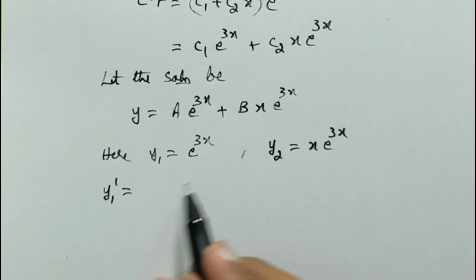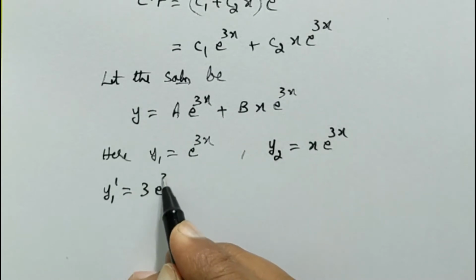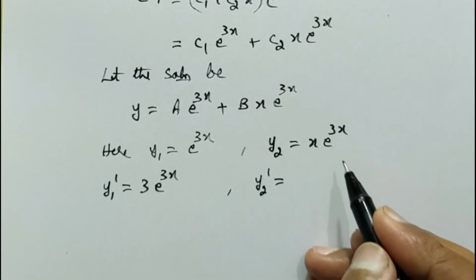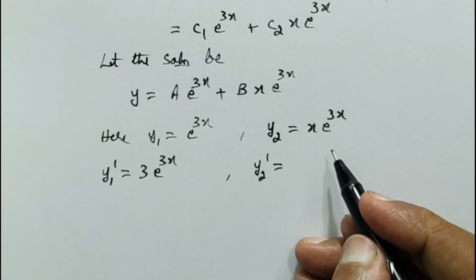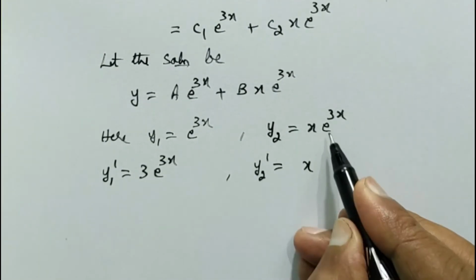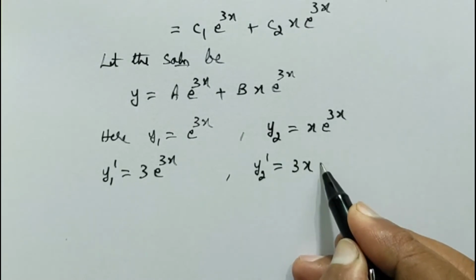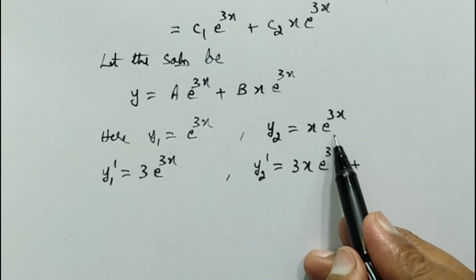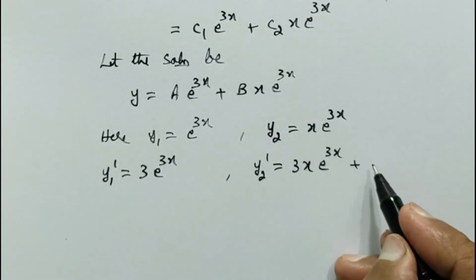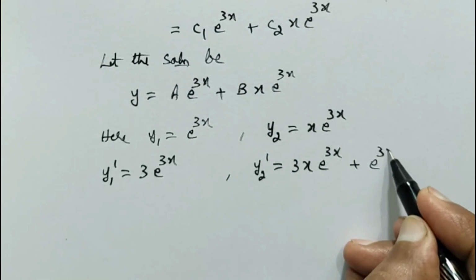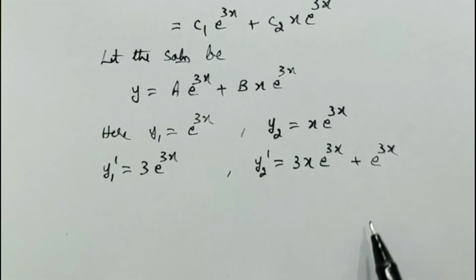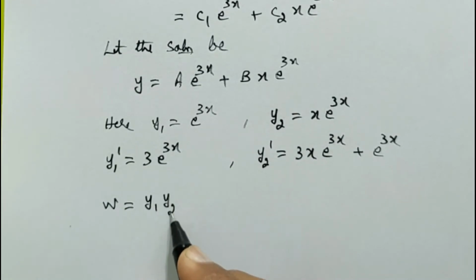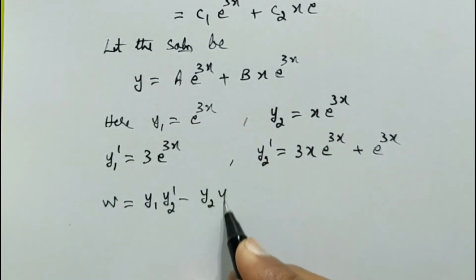Differentiation of e power of 3x will be 3 e power of 3x. For y2 dash, because it is a product, I have to use the product rule. So x as it is, differentiation of e power of 3x will be 3 e power of 3x, plus keeping e power of 3x as it is, differentiation of x will be 1, so 1 times e power of 3x. Now the Wronskian W is y1 y2 dash minus y2 y1 dash.